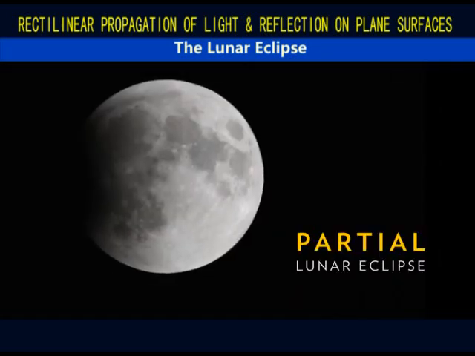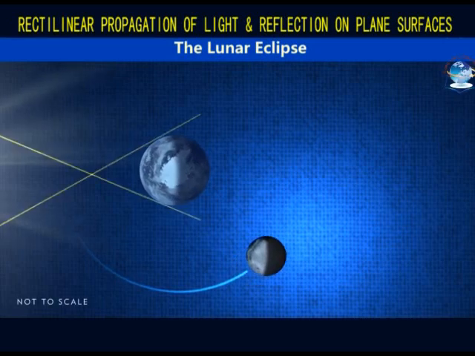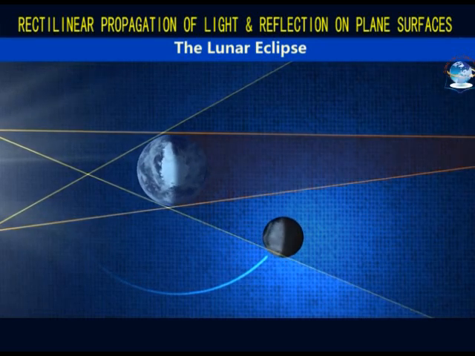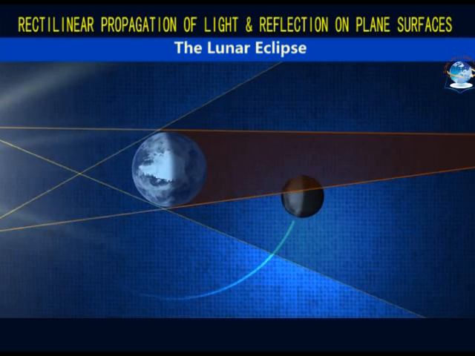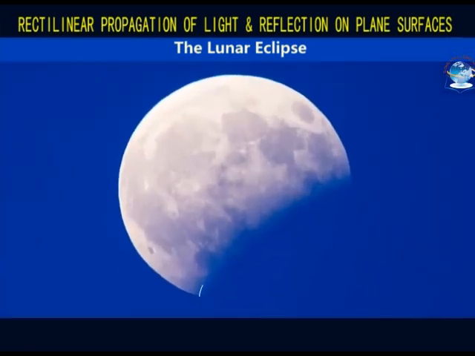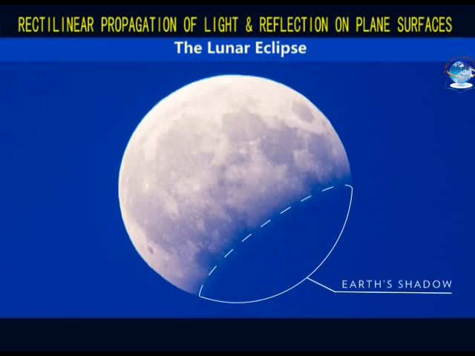A partial lunar eclipse occurs when the Earth, moon and the sun don't perfectly align, so only a part of the moon passes into the Earth's umbra. The Earth's shadow appears very dark on the side of the moon facing the Earth.